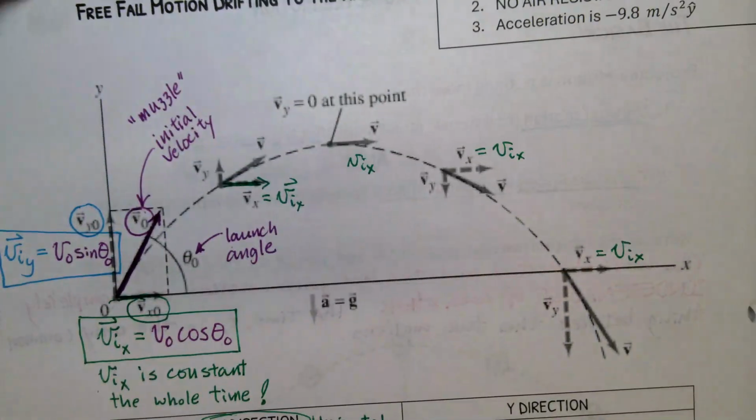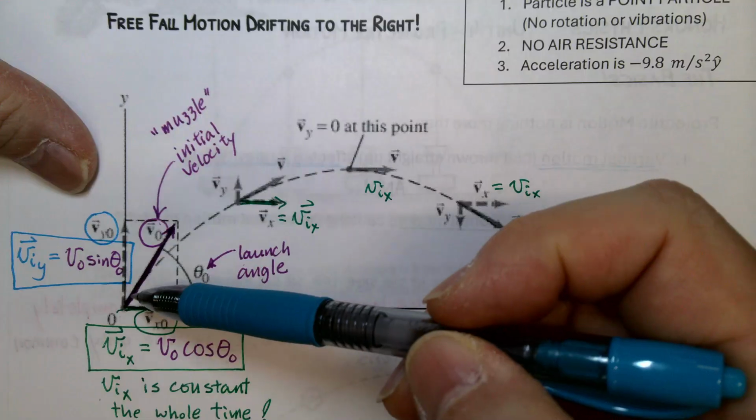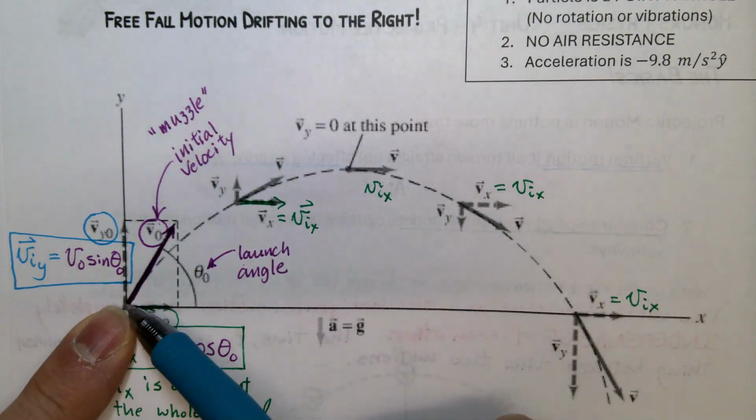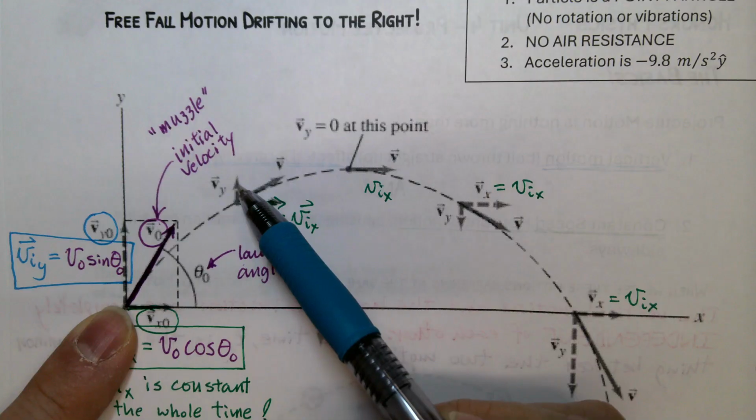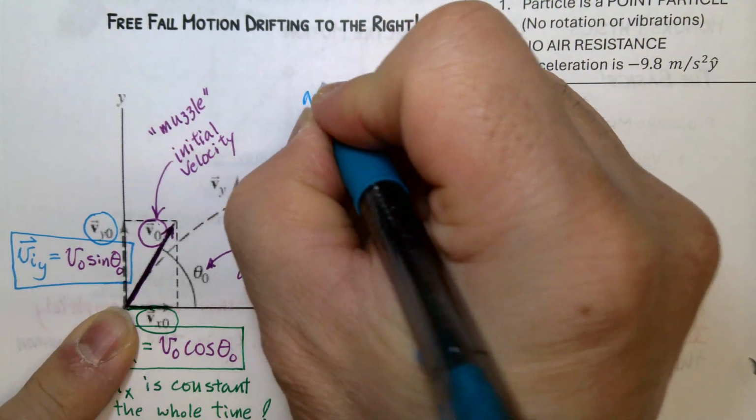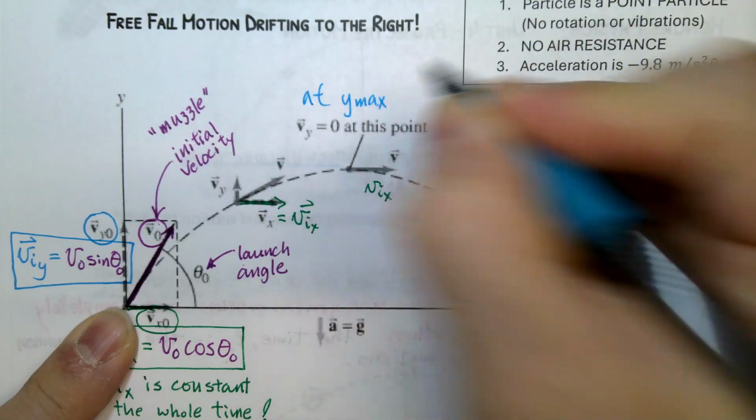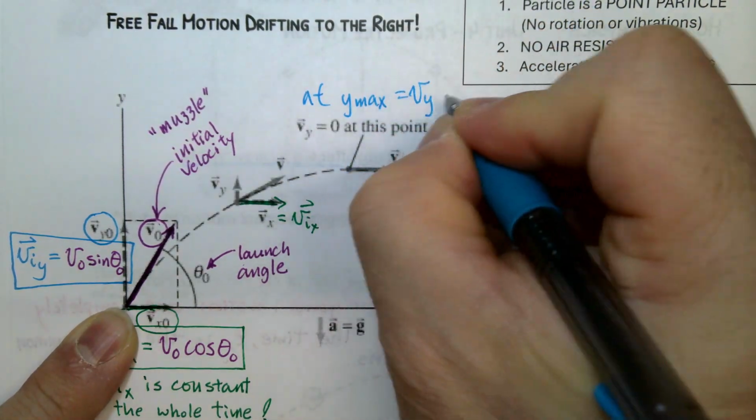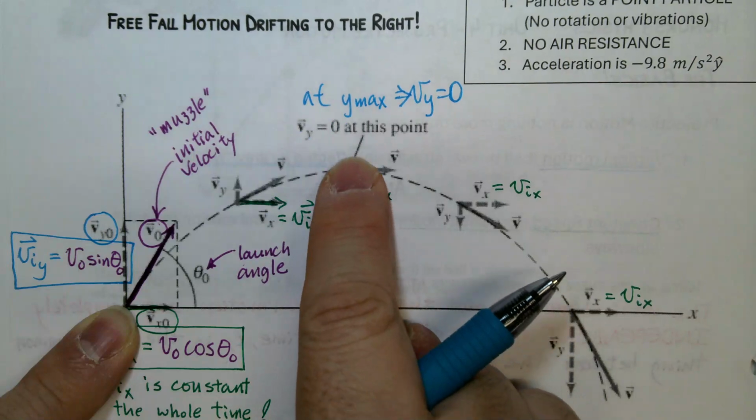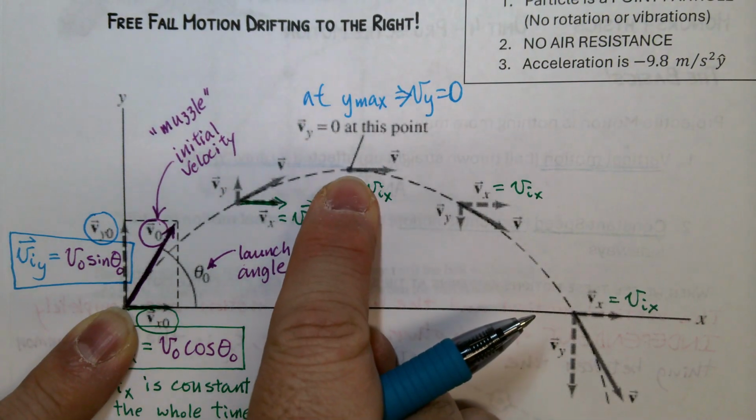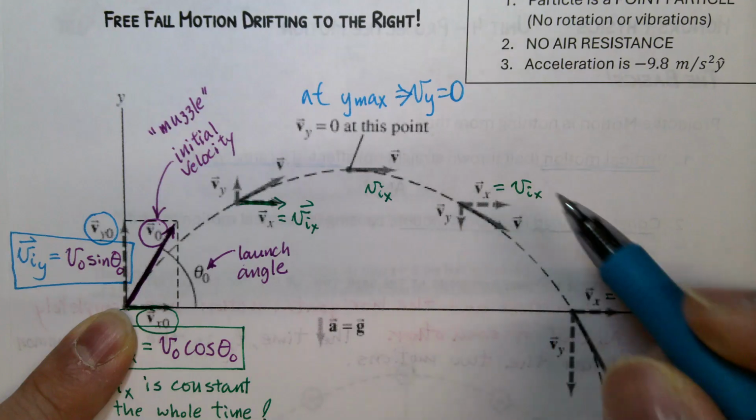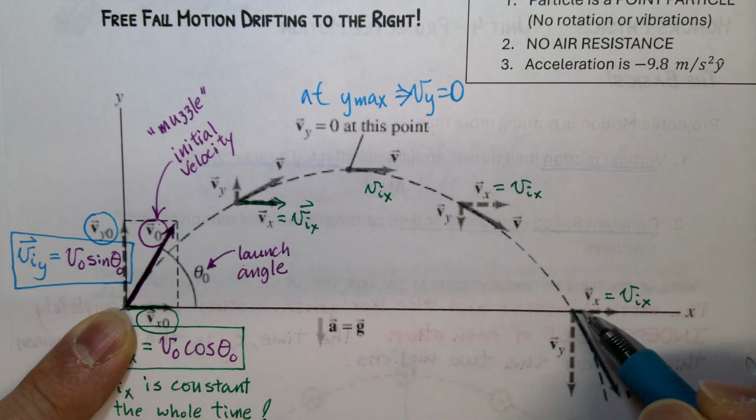So for y, notice what happens. This is your y initial, and as it goes up, it's going to slow down, slow down, slow down, and when it reaches the maximum height, so at y max, your Vy is equal to 0. Right? At y max, your Vy is 0, instantaneously. And then now it's coming down, but now with greater speed going down. Okay?